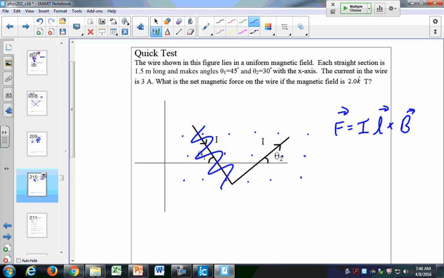What is it that we don't know at all that we need to know? We know B is 2K Tesla. So we know B. What is it that we don't know right off? What do we need to find? Okay, we have the angle, but in this equation, IL cross B, which gives us our force, what do we need to know in order to solve that? What is it?